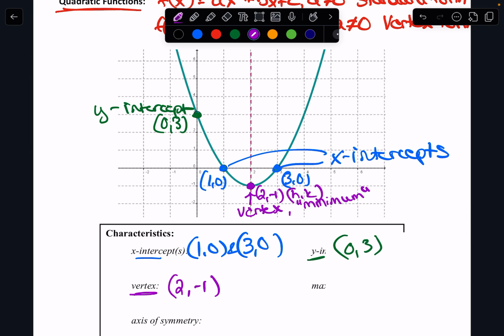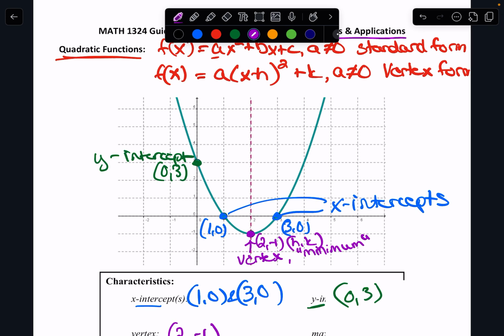And now the vertex, this 2, -1, is the point h, k. So when we look at our vertex form here, we have an h and a k. So we would plug in the h and the k from the vertex.